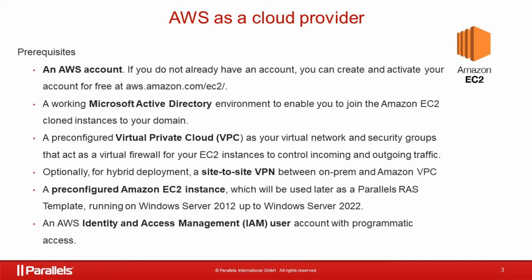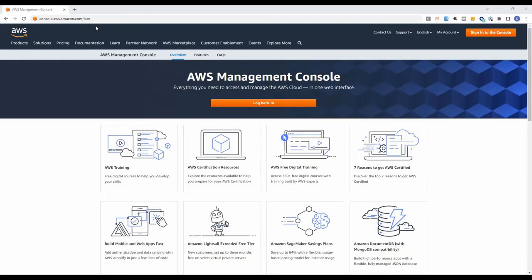A pre-configured Amazon EC2 instance, which will be used later as a Parallels RAS template. This EC2 instance can run on any operating system from Windows Server 2012 up to Windows Server 2022. And finally, an AWS Identity and Access Management user account to programmatically and securely access the AWS services from the Parallels RAS console. To create the IAM user account, you can use the AWS Management Console, the AWS CLI, tools for Windows PowerShell, or an AWS API operation. In this session, we will be using the AWS Management Console.